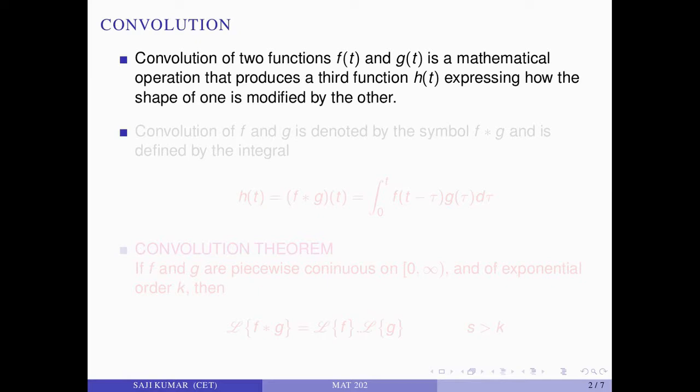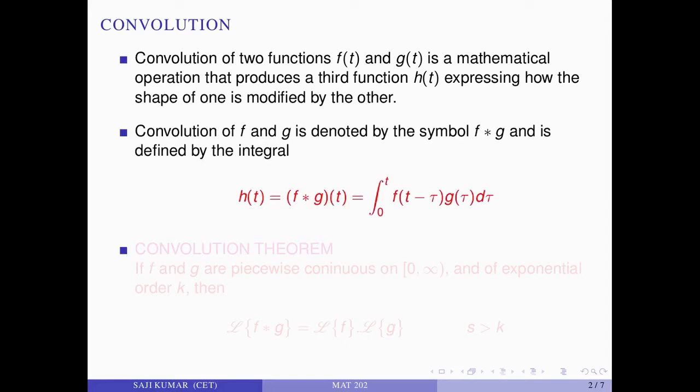Convolution of two functions f(t) and g(t) is a mathematical operation that produces a third function s(t), expressing how the shape of one is modified by the other. Convolution of f and g is denoted by the symbol f star g and is defined by the integral s(t) = (f star g)(t) = integral from 0 to t of f(t minus tau) g(tau) d tau.